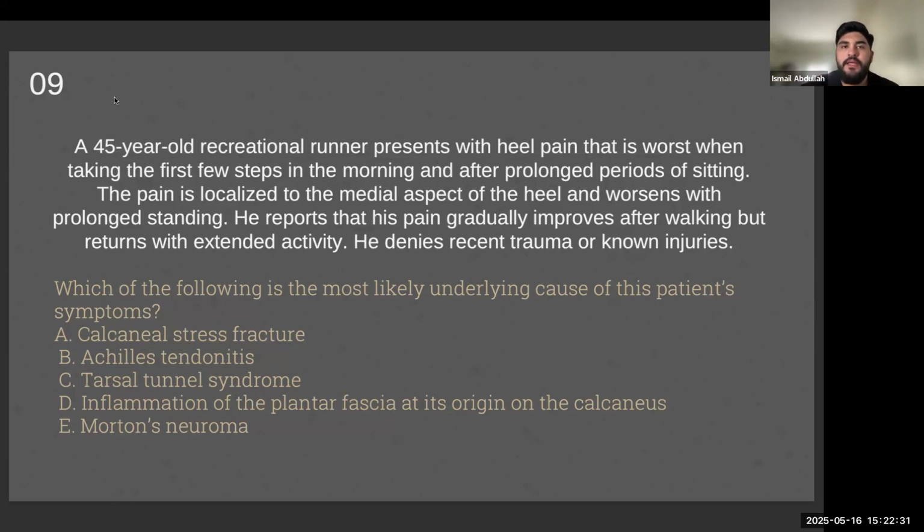So first, let's identify the keywords. So this is a runner. So I could just make an assumption that he's an athlete, or an active person. Of course, I also need to pay attention to the age, 45 years old. Heel pain that gets worse with the first few steps in the morning and after prolonged periods of sitting, okay? And the pain is localized to the medial aspect of the heel. And it gets worse when the patient is standing for too long. So what do you think could be the cause of this patient's symptoms?